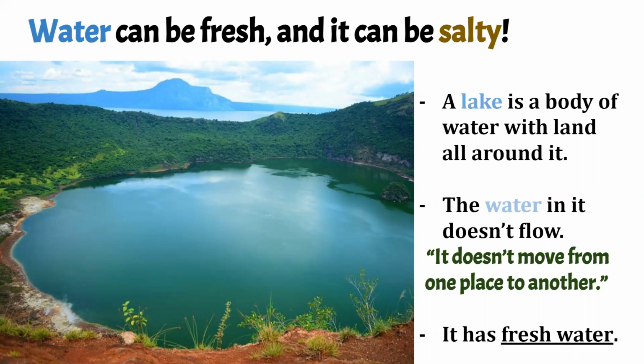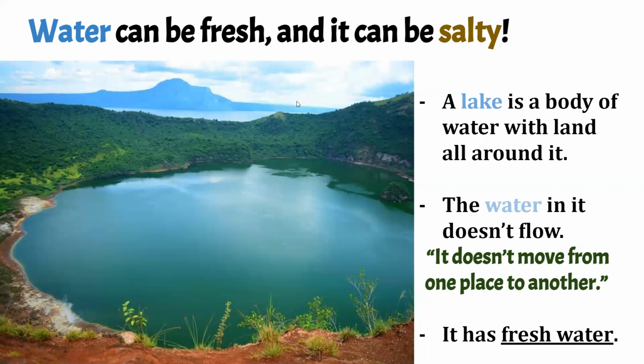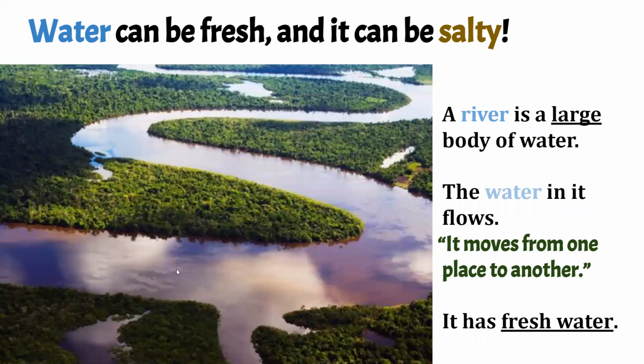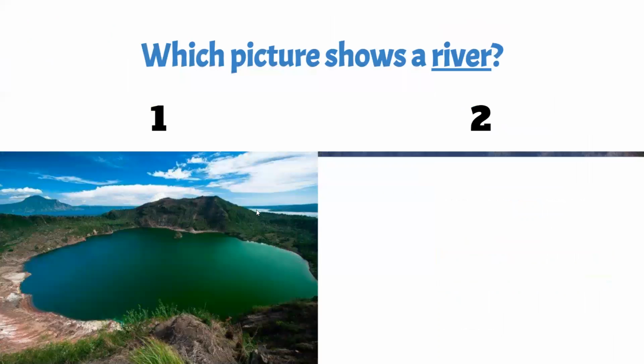And so what is the difference between a lake and a river? A river has water that flows. A lake doesn't have water that flows, okay? Because it's a closed area. So a lake is a closed area. A river is an open area. Okay, so as you can see here, a river is an open area. It's not closed. And here, it's a closed area with land all around it.